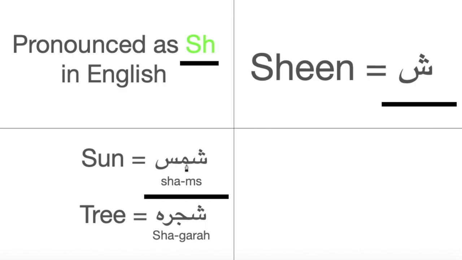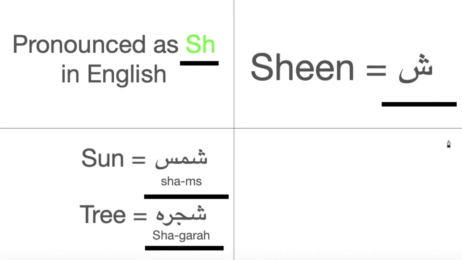Sheen, Meme, Seen. You see, this word has the Seen that we learned previously and the Sheen. Or Sheen as in Shagara. Shagara means a tree. Sheen, Gim, Re, He.